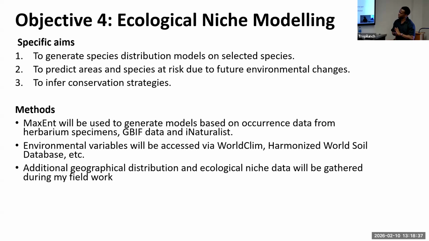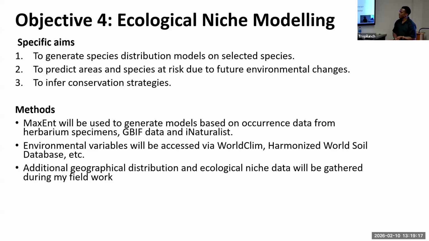And then we're going to predict those species, and after that we're going to be able to infer conservation strategies. We'll be using data from GBIF and iNaturalist, and also the data that I'm going to collect. The climatic variables will be downloaded from the major databases like Harmonized Diversity and all the other online databases for climatic variables. Then we'll use Maxent to develop the models, but we might change it depending on our dataset.